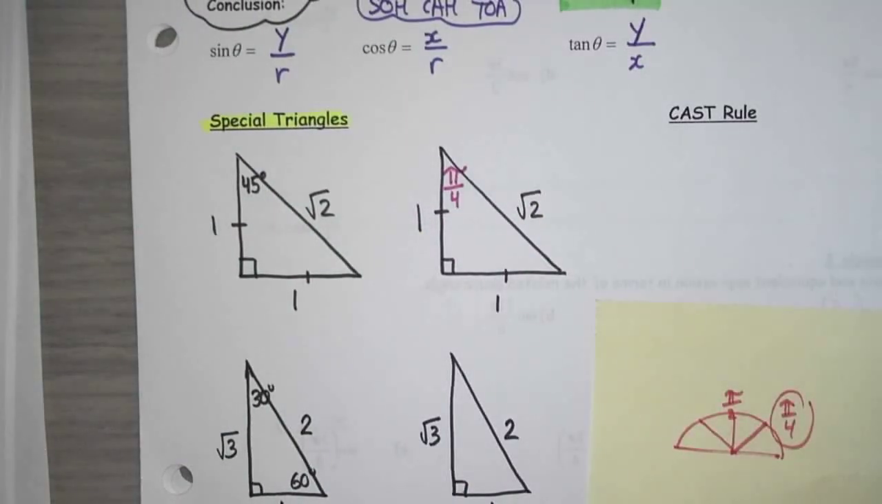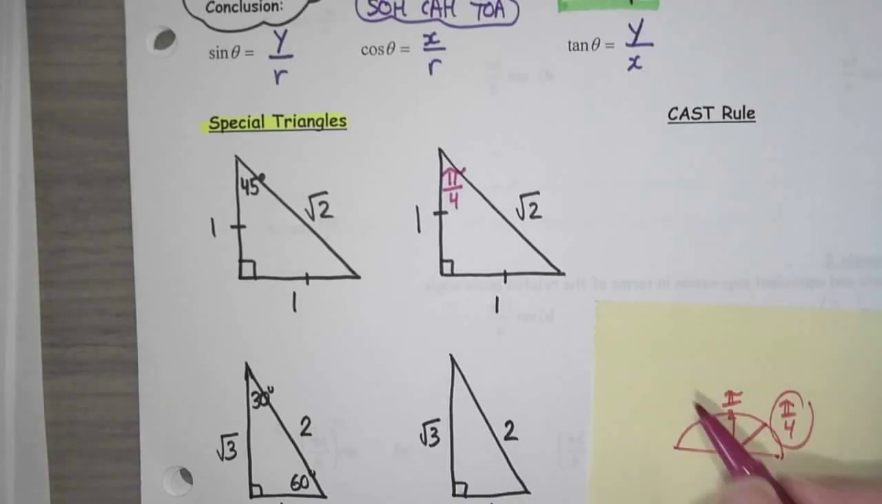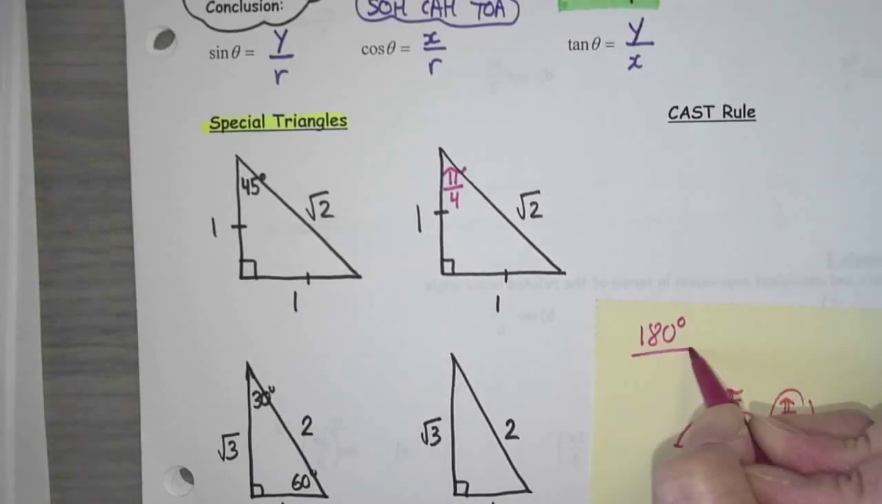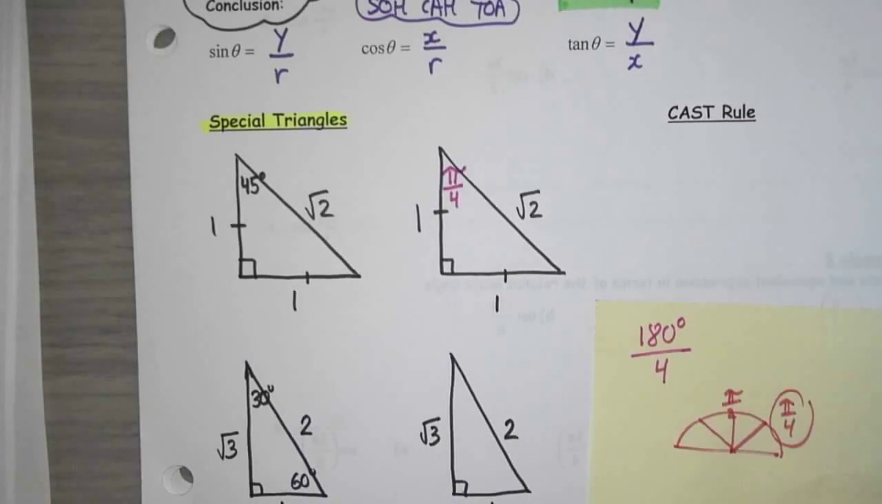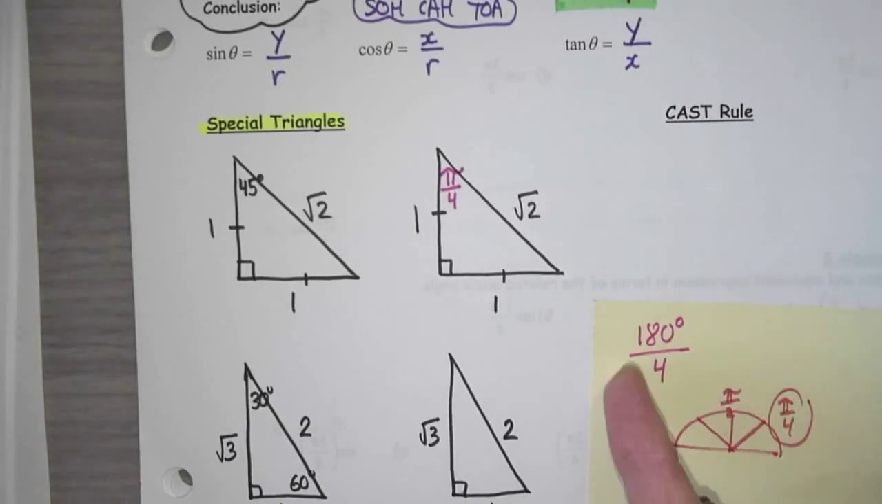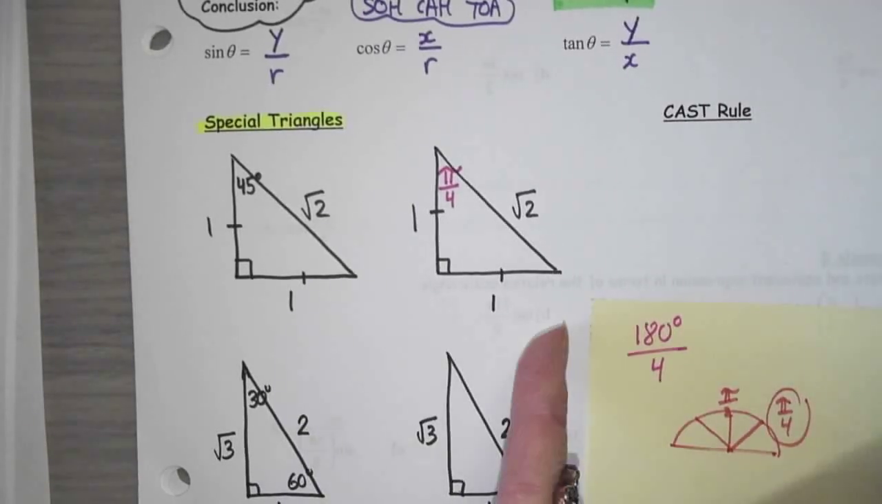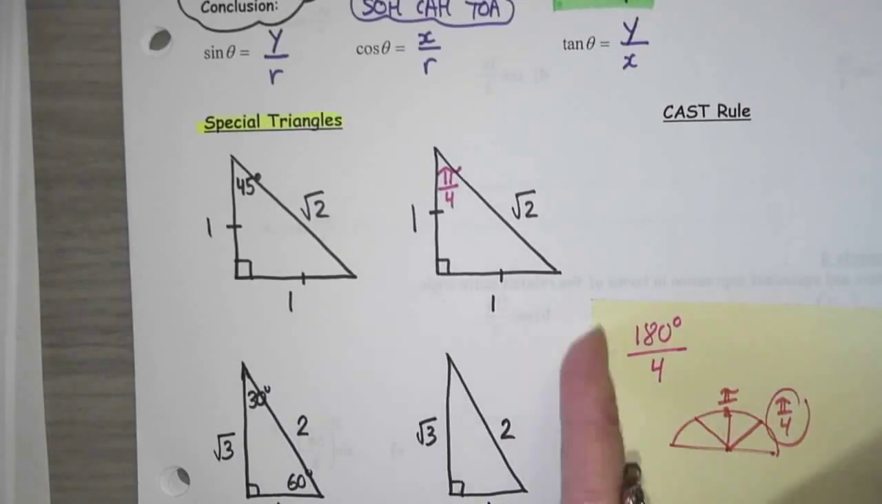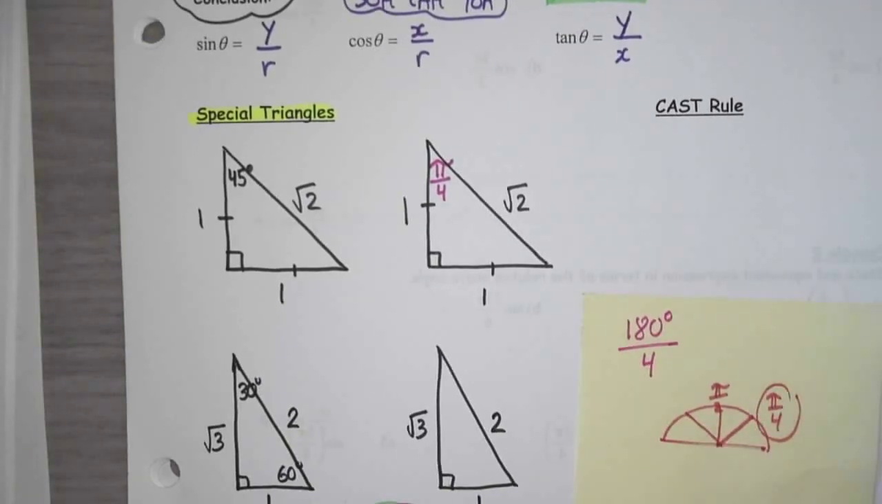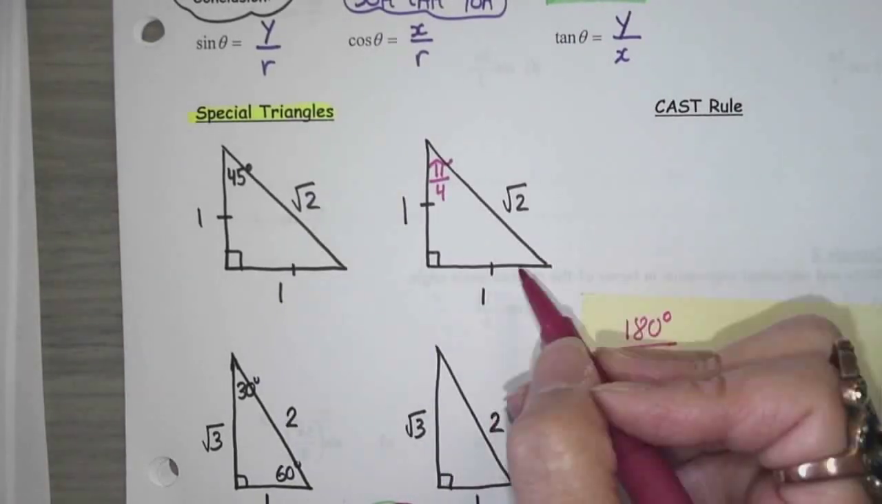Pi over 4 is 45. The other way you can think of it is 180 divided by 4 is 45. So I go back and forth between picturing it like slices and picturing it like 180. And that's useful. Sometimes you're like, oh, this is easier to picture right now. So you kind of want to go back and forth, slices and the 180. So then they're both pi over 4.